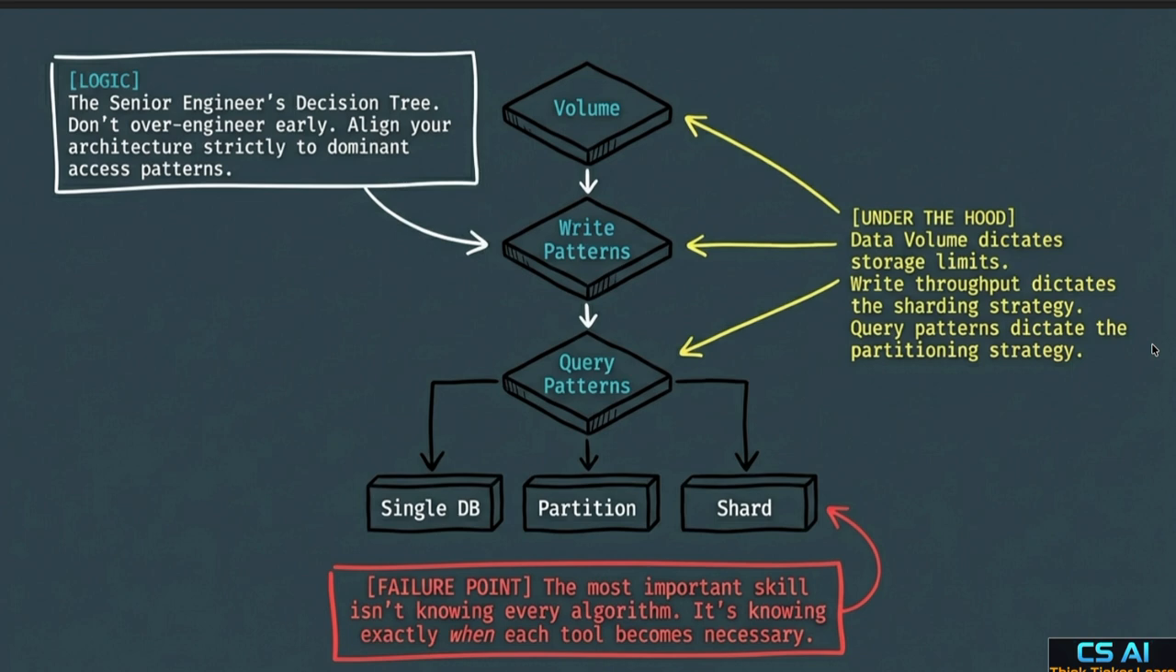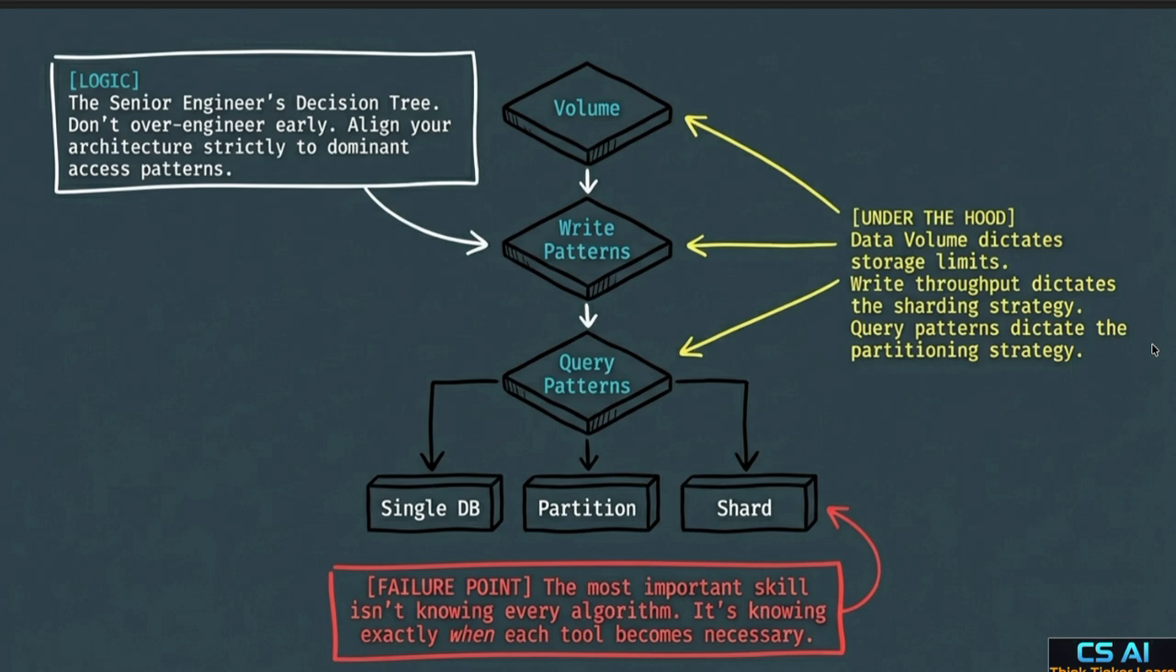Finally, we arrive at a senior engineer decision tree. The logic here is simple. Don't over-engineer early. Align your architecture strictly to dominant access patterns. This tree guides us. First, consider volume. The data volume dictates storage limits. Then write patterns. Write throughput dictates the sharding strategy. And finally, query patterns. Query patterns dictate the partitioning strategy. These considerations lead to a choice between a single DB, partition, or shard.